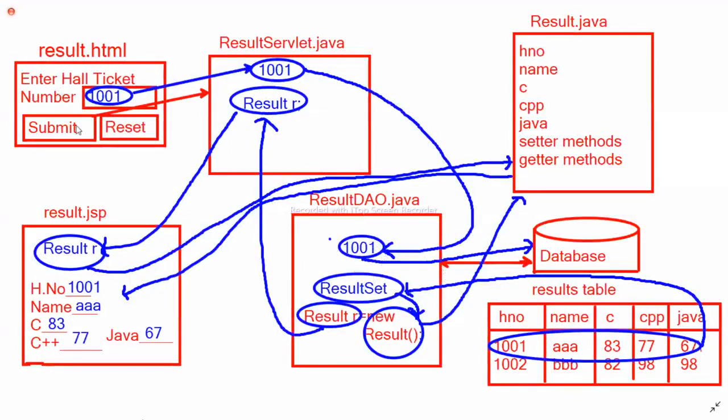Now, say when you click on the submit button, the hall ticket number is received. That is passed to the DAO class. You will get the result. That is passed to JSP. This part is completed. Now we have to receive the hall ticket number and send the result here. The DAO class, I'll show you.